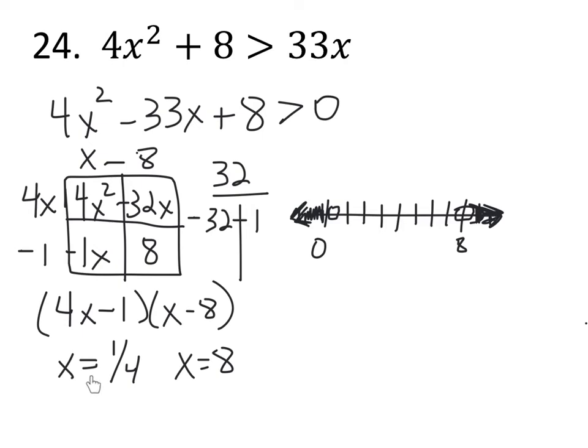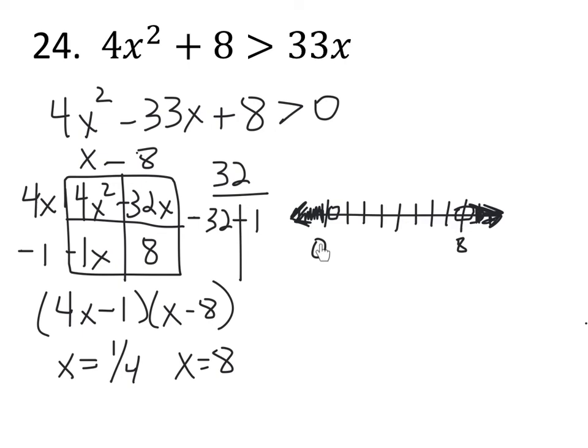For the first critical point, I get 1/4. For the second critical point, I get 8. Then I put them on a number line with a 0 here. So this one is 1/4. It's really close to 0, so that's 1/4 with an open circle. This one is 8 with an open circle, since it's greater than, not equal to.